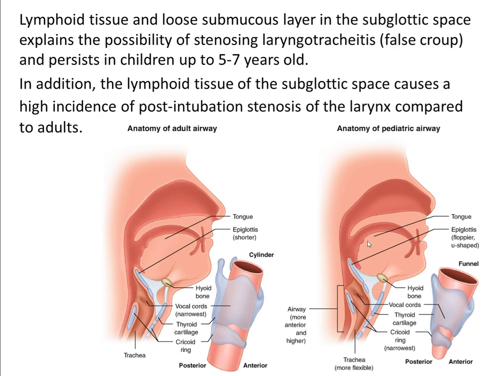Here in the picture you can compare the anatomy of an adult airway and the anatomy of a pediatric airway, and you can see the funnel-shaped larynx in comparison with the cylinder-shaped one.